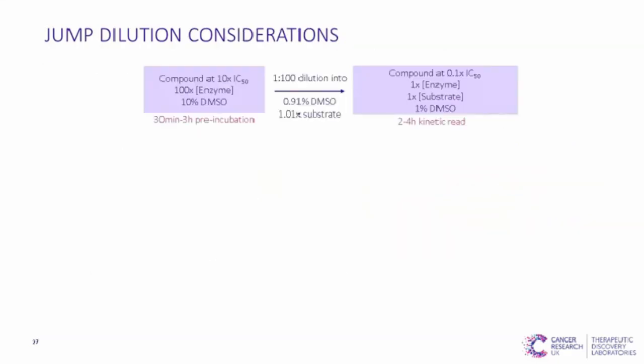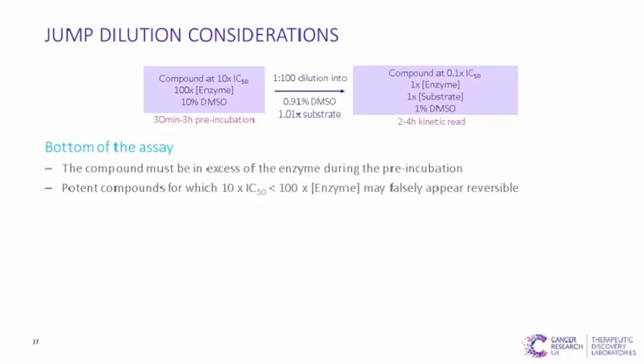There are a number of considerations to take into account with this assay. The bottom of the assay can be higher than usual due to the pre-incubation with 100 times the enzyme and 10 times the IC50. At this point in the assay, we still want the compound to be in excess of the enzyme, otherwise this could lead to misleading results. The pre-incubation time, 30 minutes is standard. However, longer pre-incubation times may be required if the k-inact of the compounds is slow.